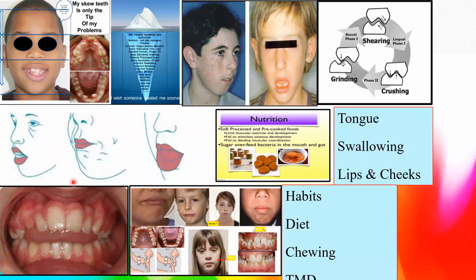So the next slide is going to be summarizing all that. We're going to look at how the tongue contributes to causing malocclusions, incorrect swallowing, lips and cheek behavior, habits, incorrect diet, chewing, TMD problems, temporomandibular disorders. So all these factors have to be considered before you put brackets in the mouth.